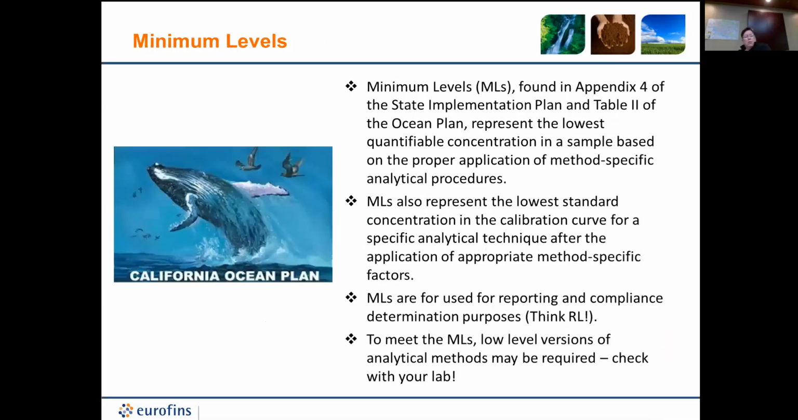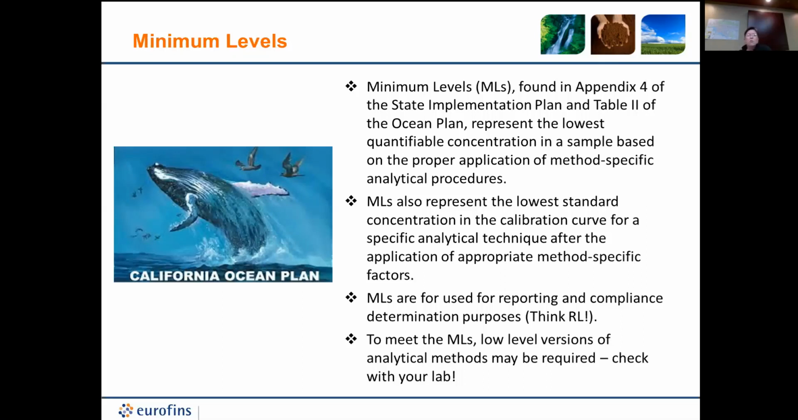One of the things that we do want to jump to is, if you're dealing with anything going out into the ocean, the California Ocean Plan, because they have their own minimum levels, and it's in Appendix 4 of the State Implementation Plan and Table 2 of the Ocean Plan. And it's similar to TMDLs, and this is sufficiently sensitive. You've got to represent the lowest quantifiable concentration in the sample based on the proper analytical procedure. The ML is defined specifically as the lowest standard concentration in the curve. That means we can defend it. We can defend that data.